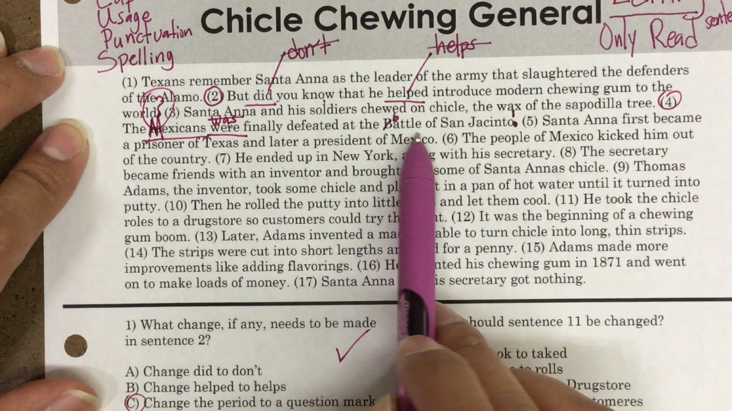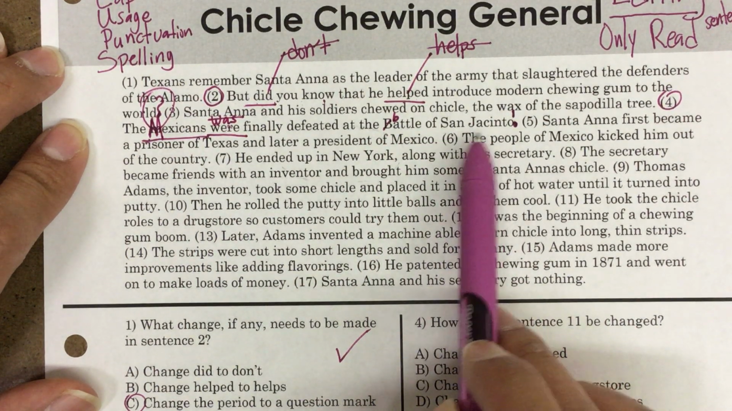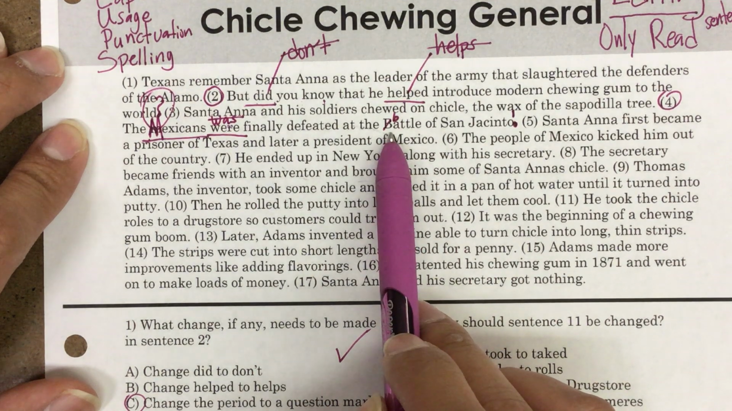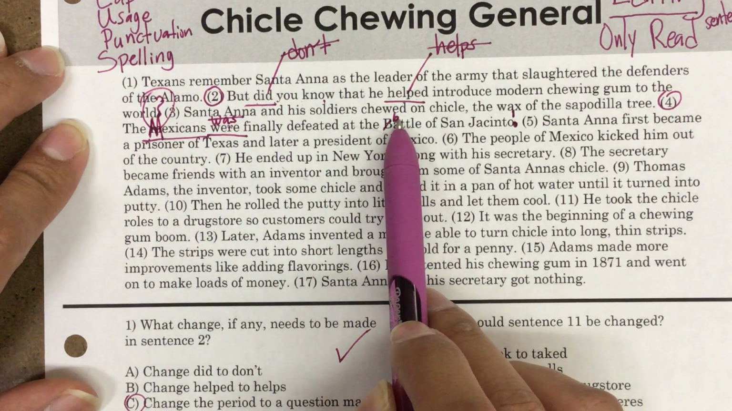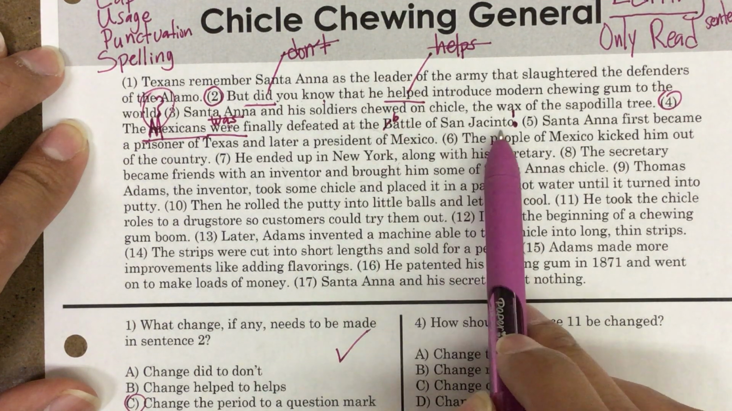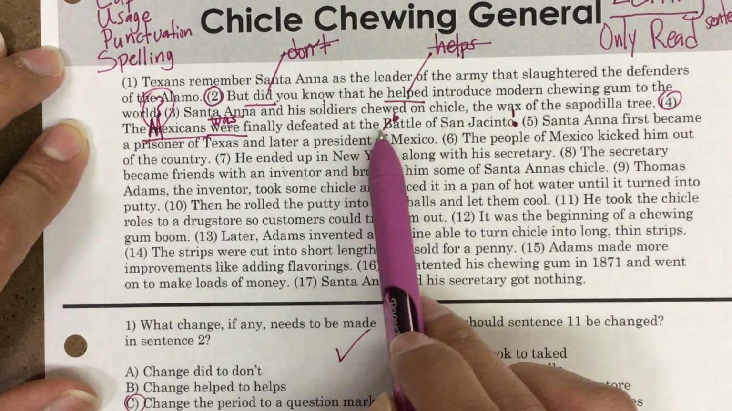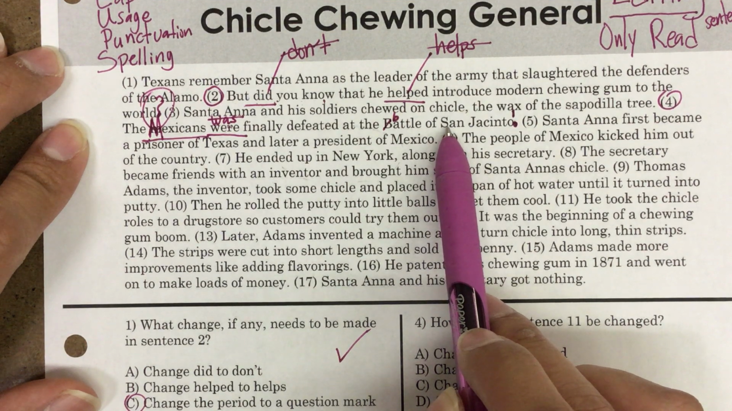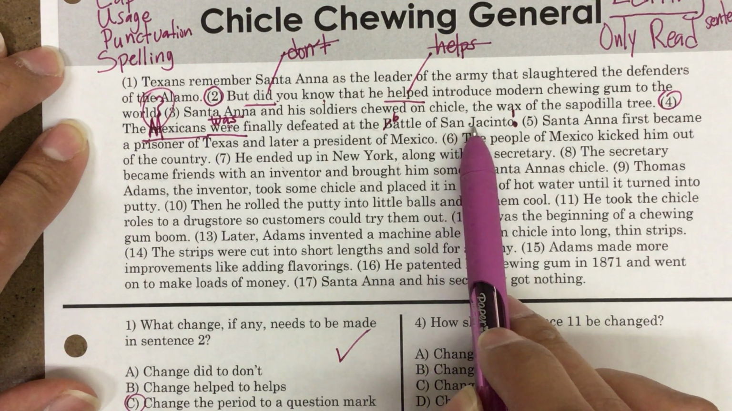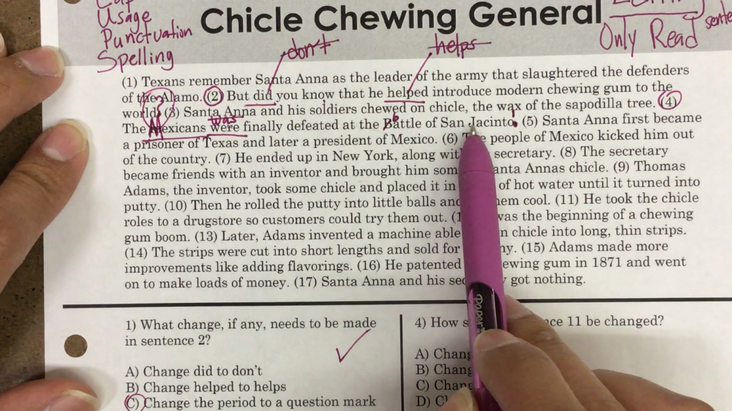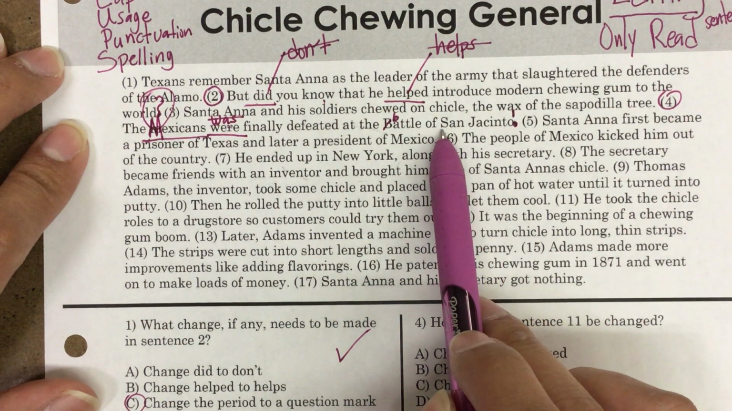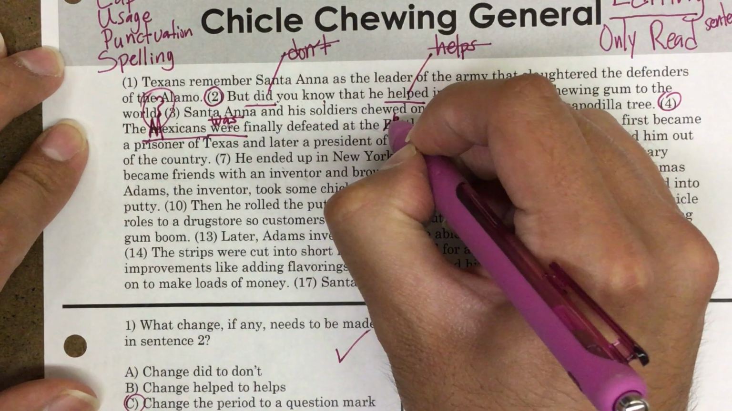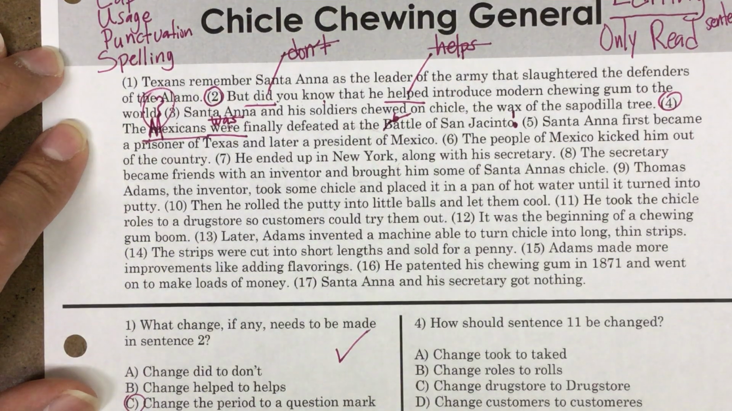Now, if this is the name of a very specific battle, battles are always, the first letter should always be uppercase, and that's the location, the place where the battle took place. So it should have an uppercase B. It should have the uppercase S, and the uppercase J should be there. So all of these uppercase letters should be there, so it's not going to be the little lowercase b. So bye. Cross it out.